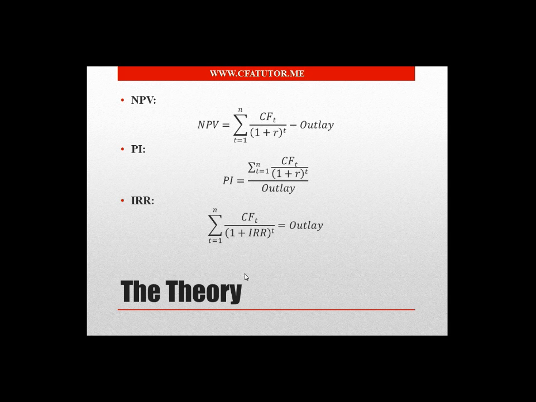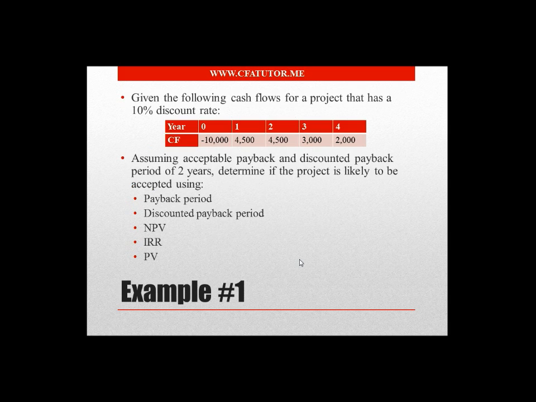So let's look at the example that we have over here. It's going to be the same example for all the required data. Given the following cash flows for a project that has a 10% discount rate, assuming an acceptable payback and discounted payback period of 2 years, determine if the project is likely to be accepted using each of the methods.